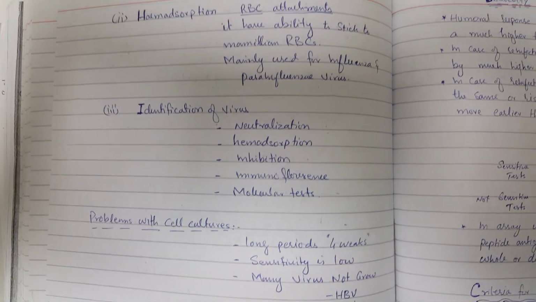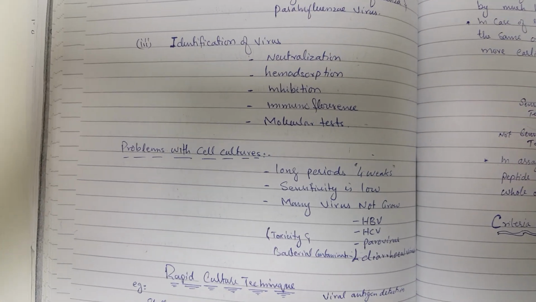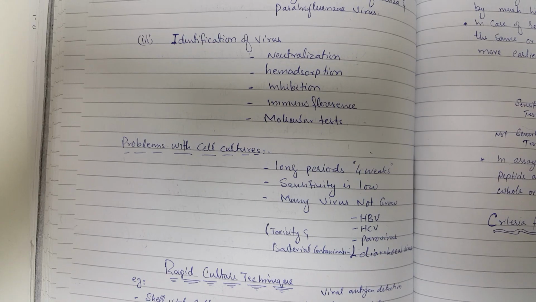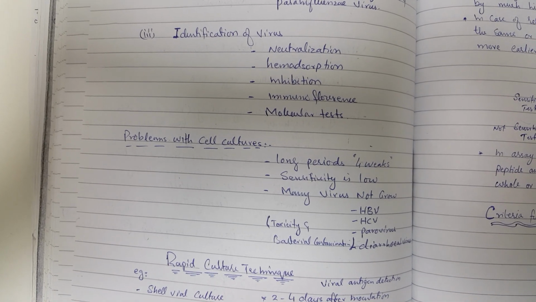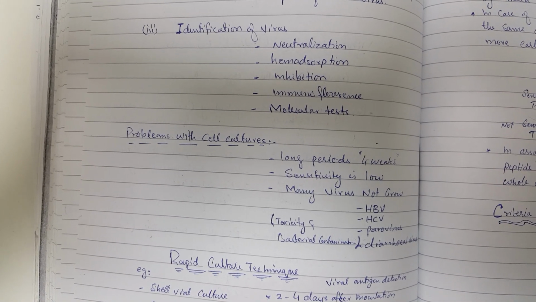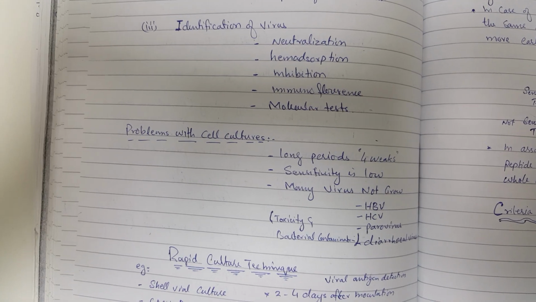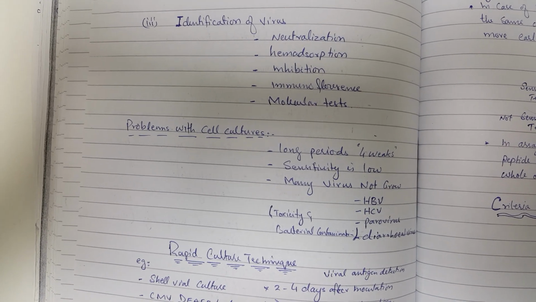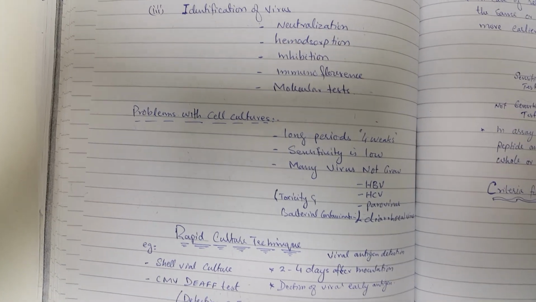The problem with cell culture is the long period it takes. The 4 week sensitivity is low. Many viruses do not grow, like hepatitis B, C, and parvoviruses. There are also toxicity and bacterial contamination. Some diarrheal viruses are also unable to grow on the artificial cell line.